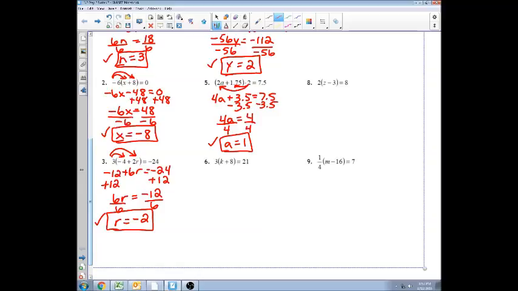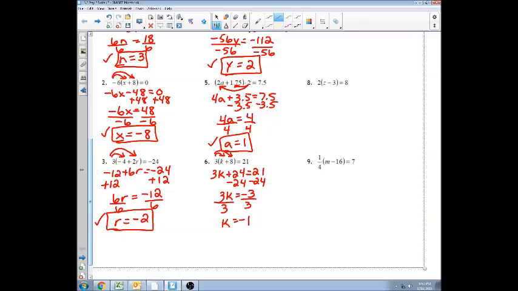Let's look at number 6. 3 times the quantity k plus 8. I cannot add the k and the 8, so it would be 3 times k, 3 times 8. 3k plus 24 will equal 21. Subtract my 24. 3k will equal negative 3. Divide by 3. k is equal to negative 1.